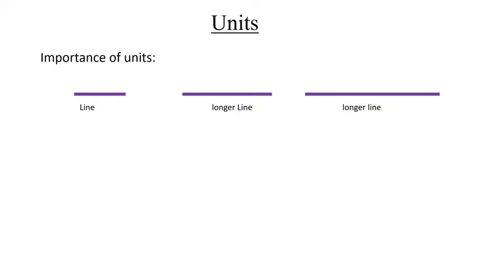It is not easy to understand the importance of units from their definition. So let's consider a line. Now, how do we describe this line to another person? We can say that it is a small line. Now, if we draw another line, we can see that this one is longer than the previous one. So this line is a longer line. You can draw another one. You can see that this is much longer than the other two lines.